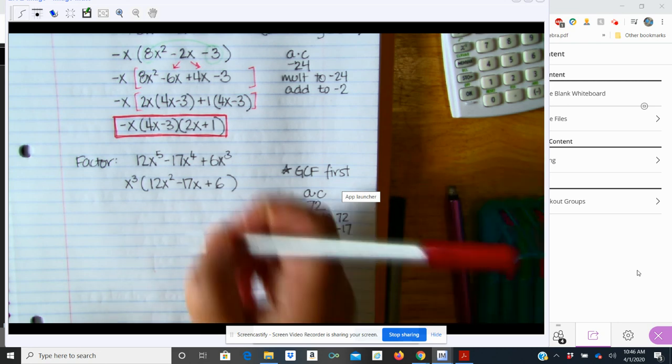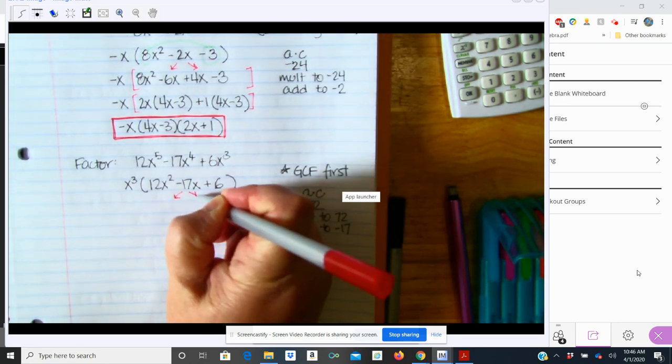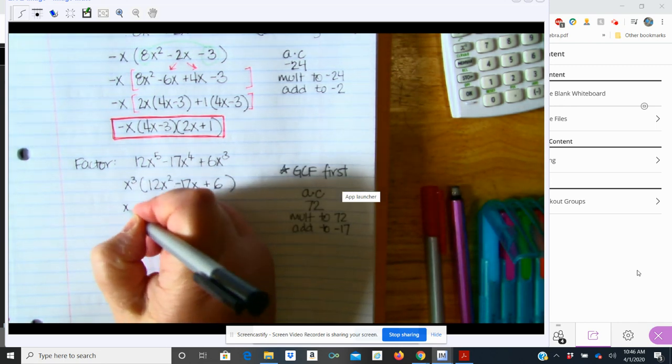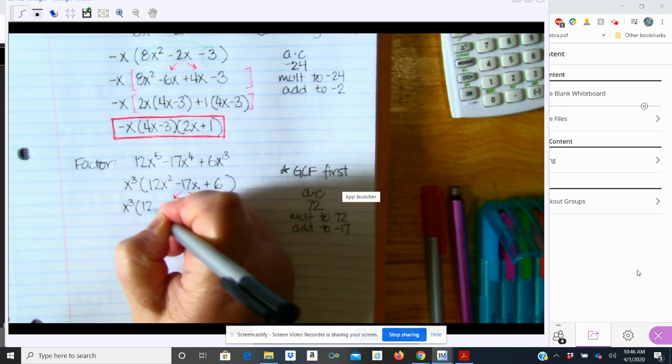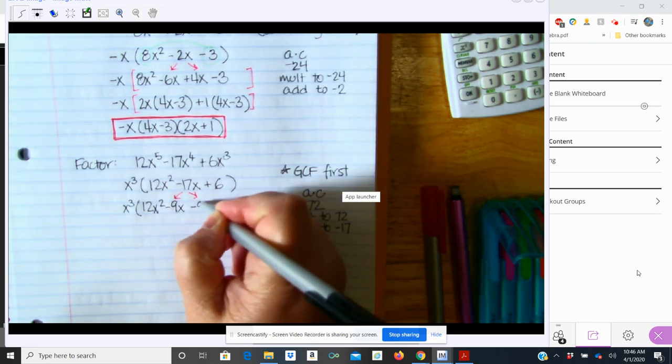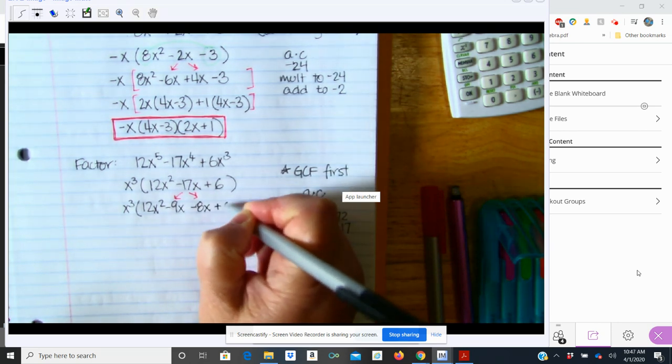Good. Those were a little bit hard to get to, weren't they? 12x squared minus 9x minus 8x plus 6.